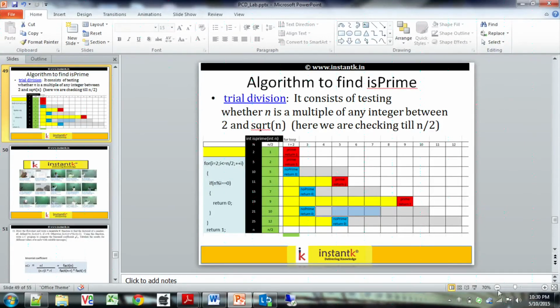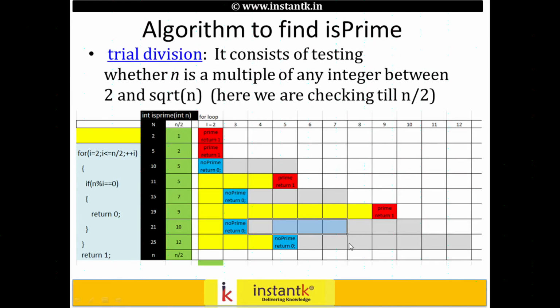So this is the is prime, just 4 lines of code and a range R1 and R2.